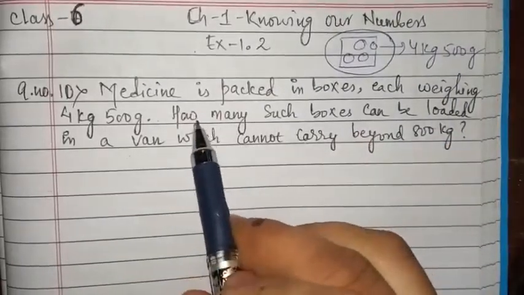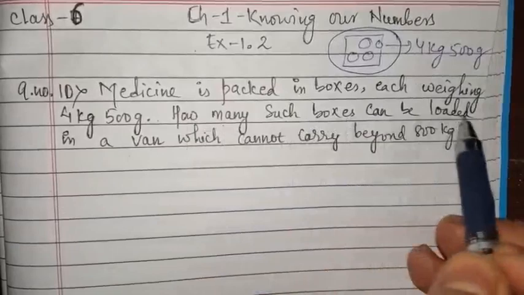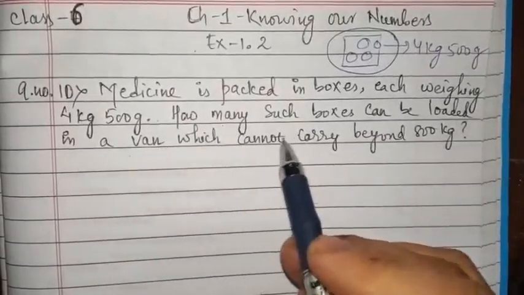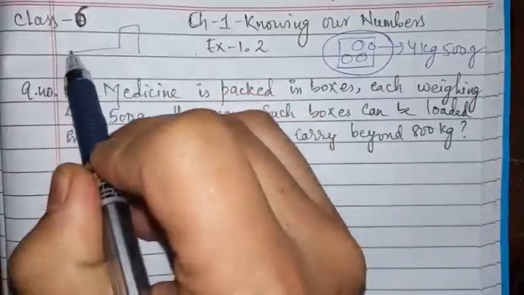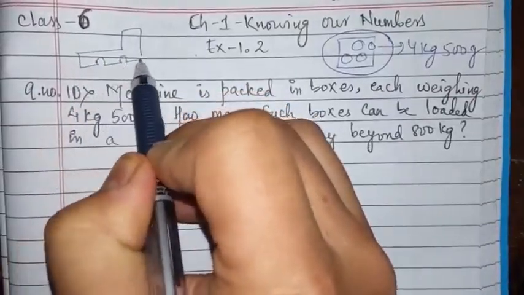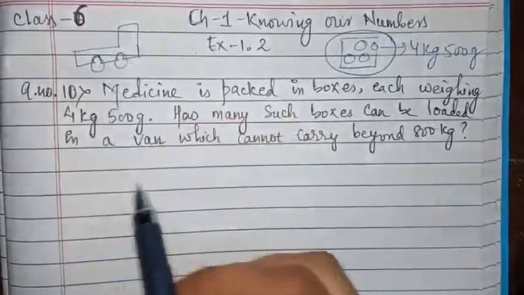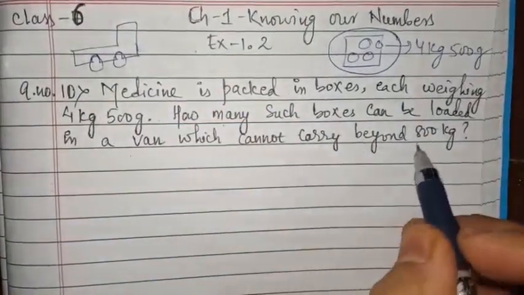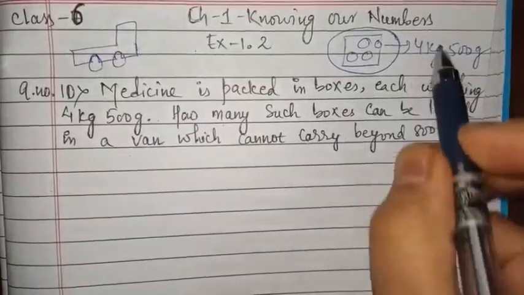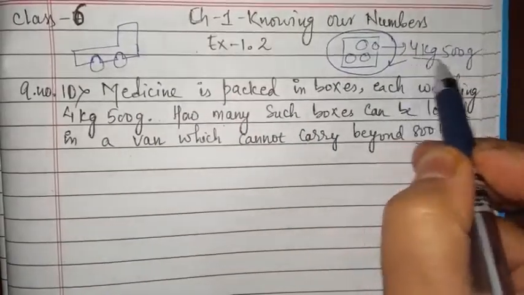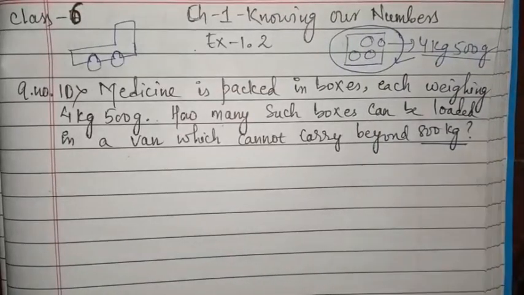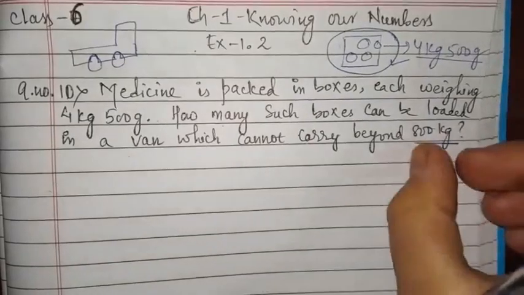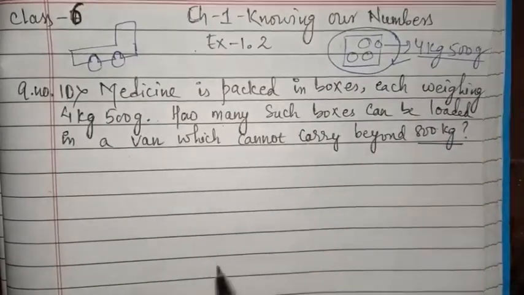Now what you have to find is, how many such boxes can be loaded in a van which cannot carry beyond 800 kg. So there is one van of this type which cannot carry beyond 800 kg. What is the weight of one box? The weight of one box is 4 kg 500 grams. So how many boxes can this van carry? But the condition is it cannot carry more than 800 kg.